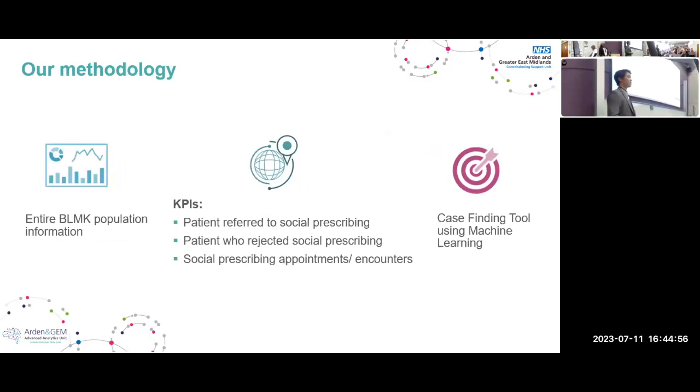So this is our particular methodology that we used. We ingested the whole BLNK population information, which, as you know, is 1.1 million people. We had these 3 KPIs in mind to assess the entire program, which were a patient being referred to social prescribing, a patient who rejected social prescribing, and also how many encounters they had with the link worker as well. And all this funneled its way into what I'm going to show you, which is the case finding tool, which is powered by machine learning.